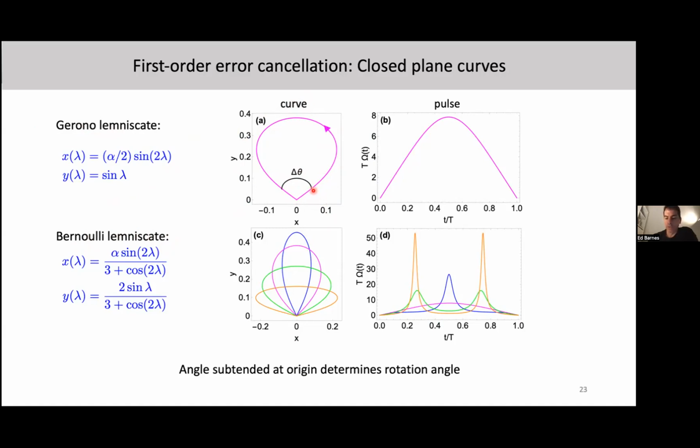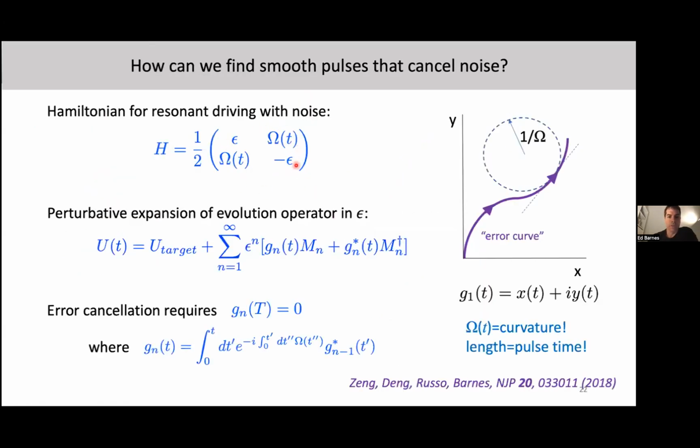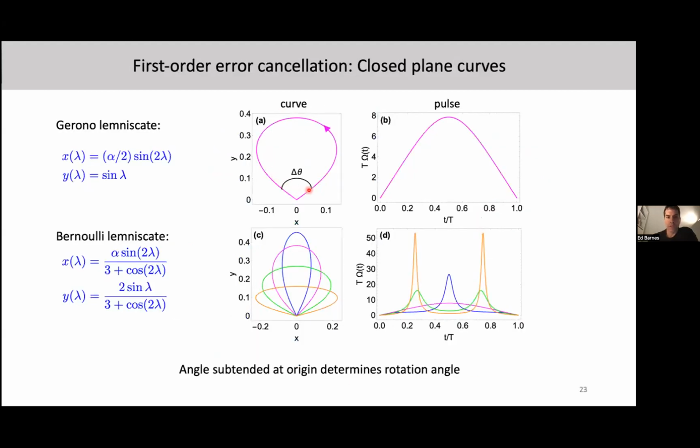So if I look at this Hamiltonian that I'm considering here, I can see in the absence of the noise, when epsilon is 0, I'm implementing x rotations. And so this opening angle at the origin is telling me what the angle of rotation is about the x-axis, up to an additive factor of pi, but that's a detail. So then the statement is that if I want to generate a particular x rotation that cancels noise to first order, I need to draw a closed curve with the right opening angle at the origin. And once I draw the curve, I'm guaranteed that the noise is canceled. And I can read off the pulse that does it by just computing the curvature at each point. And in this case, this is what the pulse looks like.